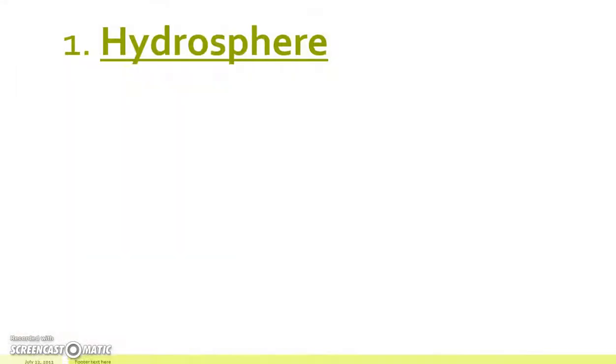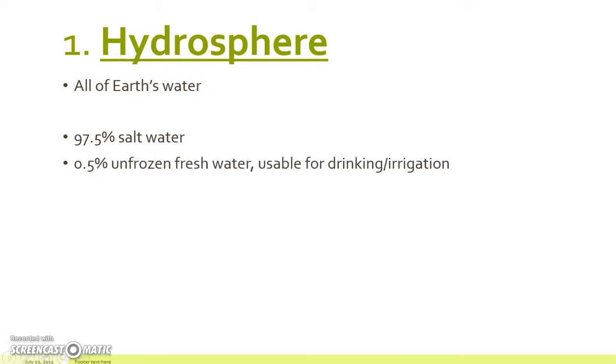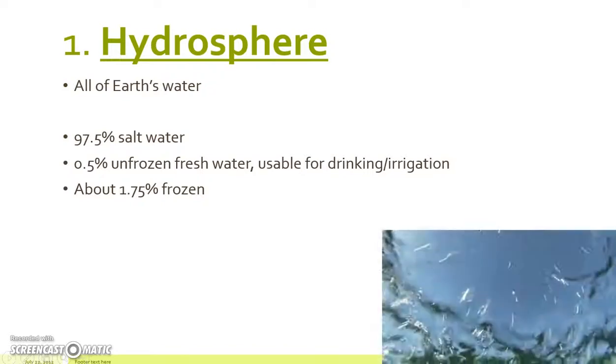So the first that we're going to talk about is the hydrosphere. It makes up all of Earth's water. That's what hydro stands for, water. 97.5% of that is salt water. 0.5% is unfrozen fresh water. This is what we use for drinking, for irrigation, that sort of thing. And then about 1.75% of that is frozen, so our ice caps and our glaciers.